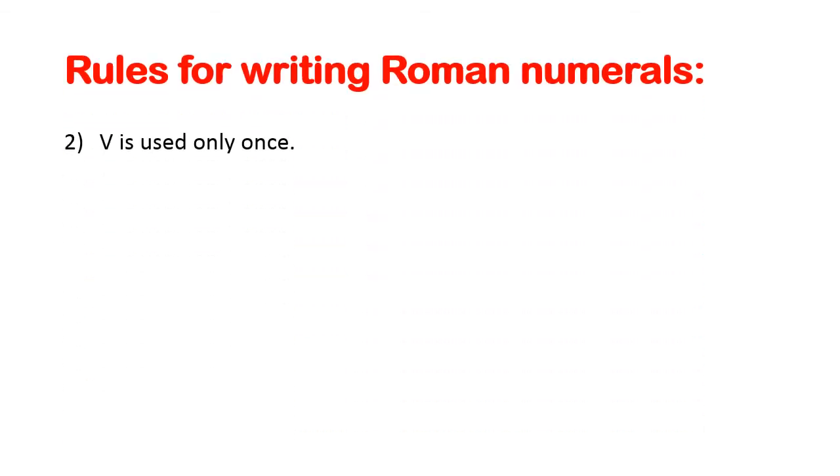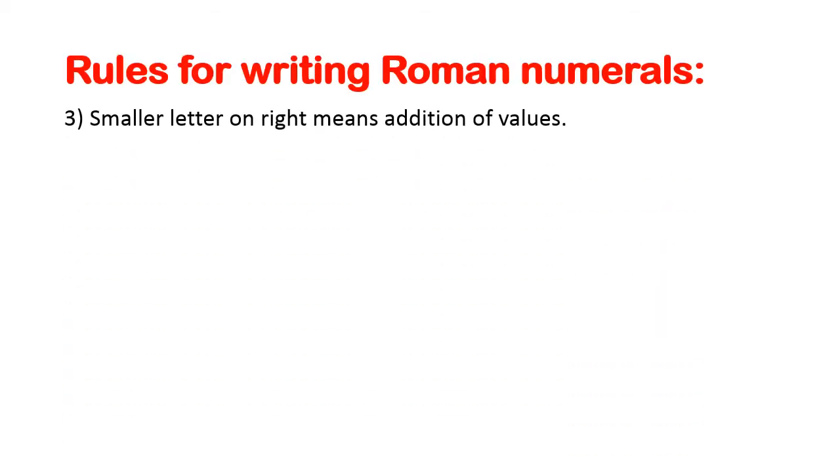V is used only once, so we can't repeat the letter V. V and L are never subtracted; we can't subtract these two letters. Keep it in your mind. The third rule is that a smaller letter on the right means addition of values. We'll see an example.